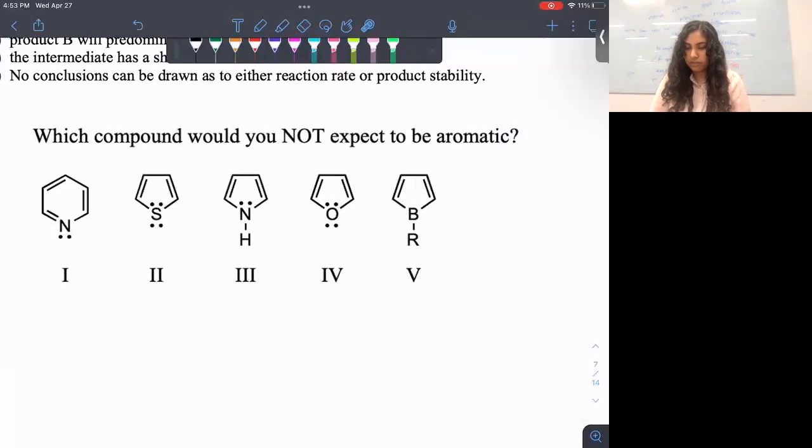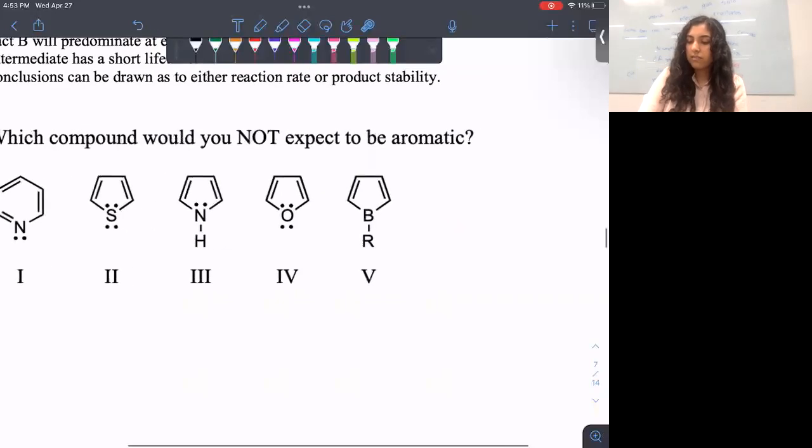Five. Yep, number 5. So all of these are totally fine. They are 4n+2. They're conjugated, they're planar, they're cyclic. It all works, except there's an issue for number 5. So boron is happy with 3 bonds and it has no lone pairs. So boron acts kind of like a carbocation. It doesn't donate any electrons into the pi system.